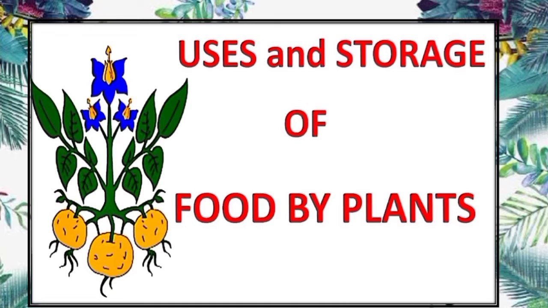Now let's understand uses and storage of food by plants. The food prepared by the process of photosynthesis is called glucose. The stem and branches of the plant take the prepared food from the leaves to other parts of the plant, and then the plant uses some of this food for its daily activities and stores the extra food as starch in its different parts.